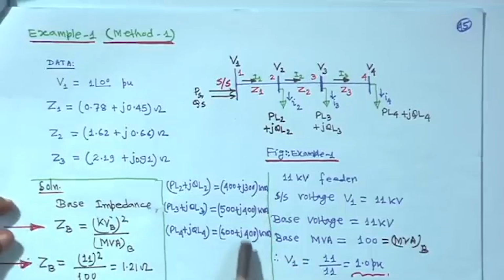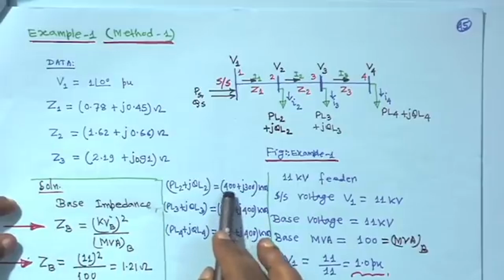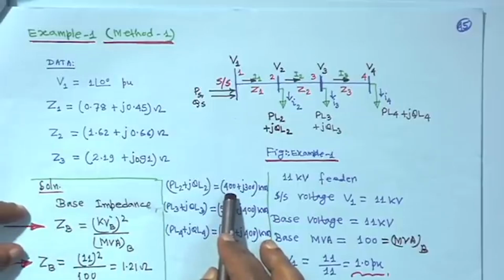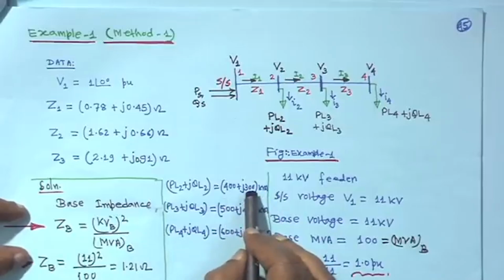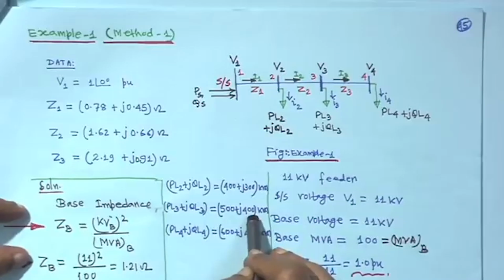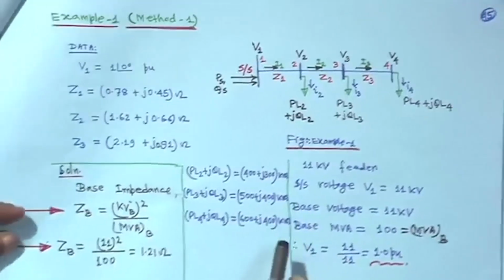So, these are the loads, it is given. PL2 is 400 kilowatt, PL3 is 500 kilowatt, PL4 is 600 kilowatt, and QL2 is 300 kilowatt, QL3 is 400 kilowatt, and QL4 is 400 kilowatt, but their combination is kVA.